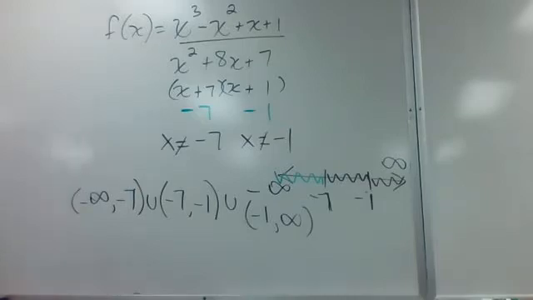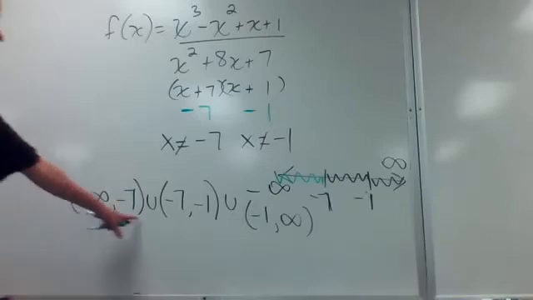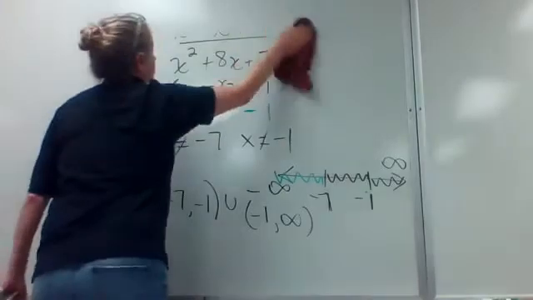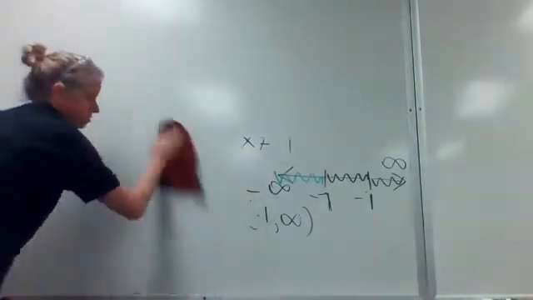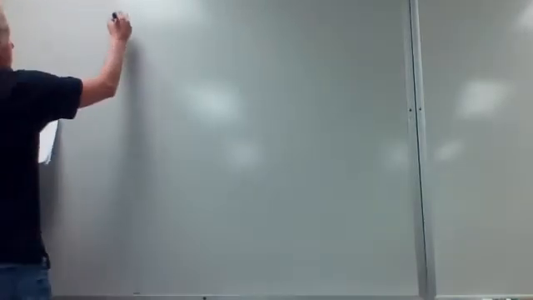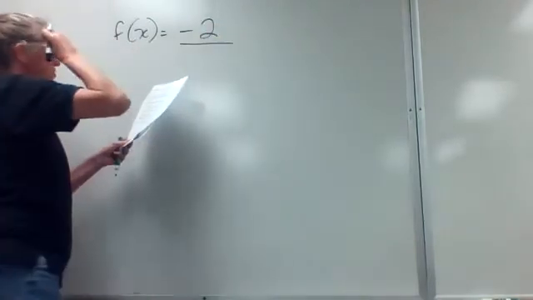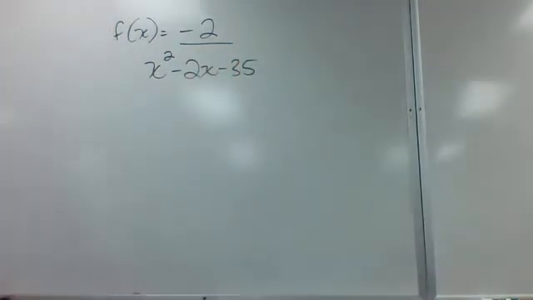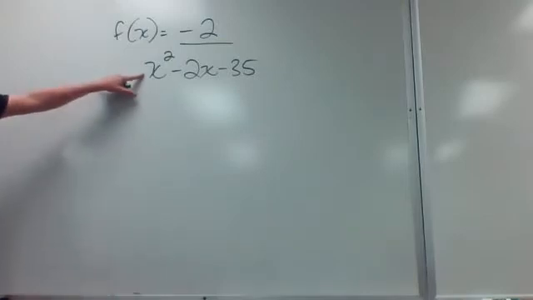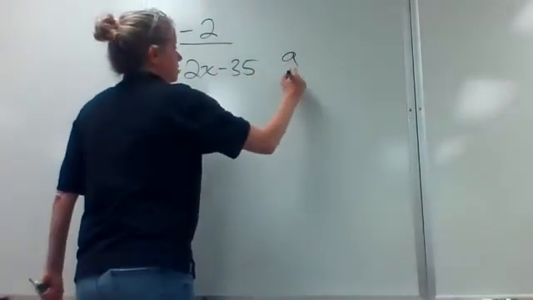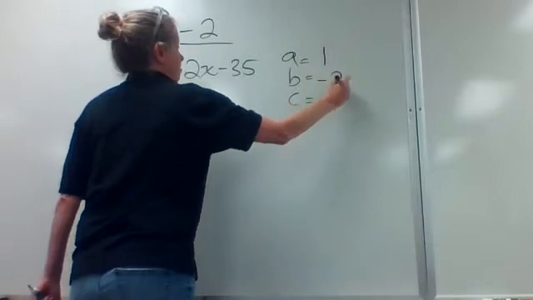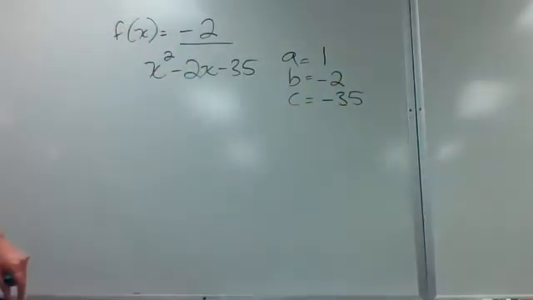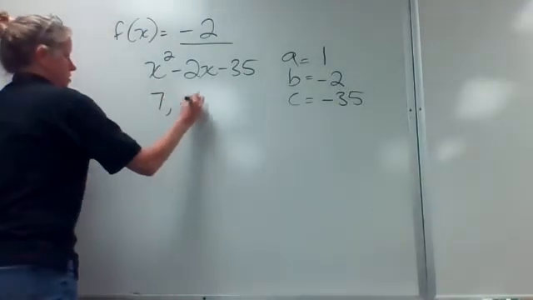Number 18. It's another domain problem. It's just going to want this kind of answer though, the interval notation. f of x equals -2 over x squared minus 2x minus 35. In interval notation, so again, it's quadratic, so you can find your zeros with the quadratic formula. So a is 1, b is -2, c is -35. So what are your zeros? 7 and -5.